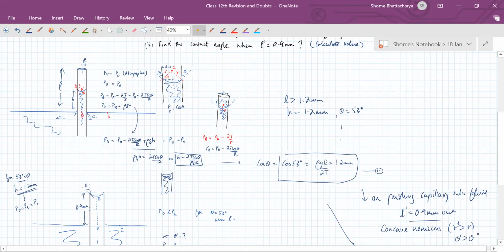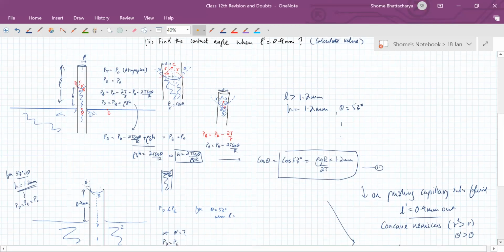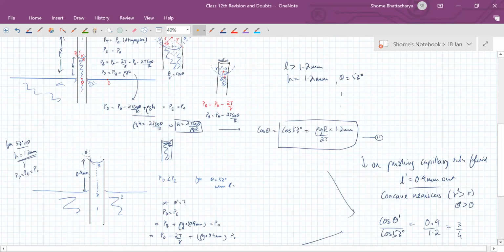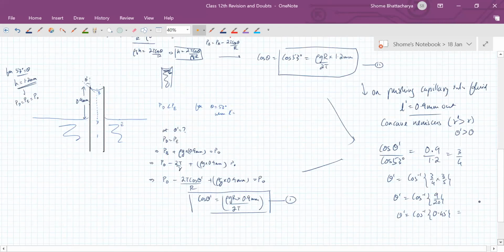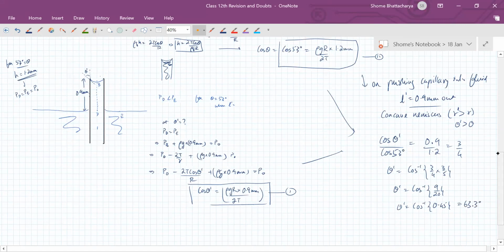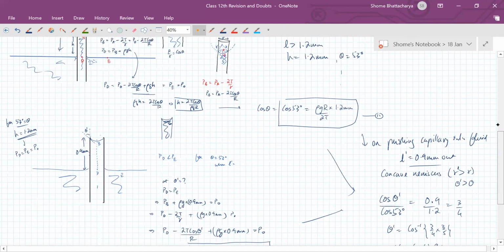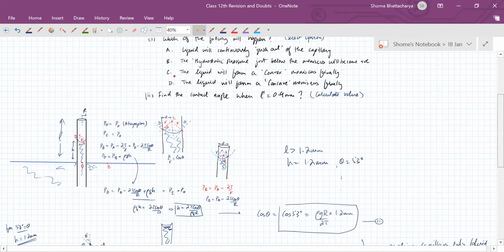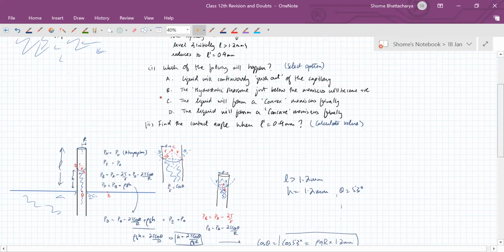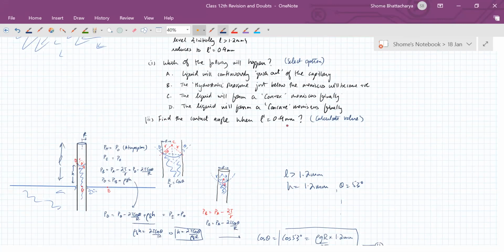Okay, so that is why the correct options, I'll go back to that. Yeah, so this is about 63.3 degrees. So this will become approximately 63.3 degrees. So the contact angle you can see is increased from 53 to that kind of value. So the correct option here will be this concave meniscus, and this will become cos inverse 0.45 or 9 by 20.